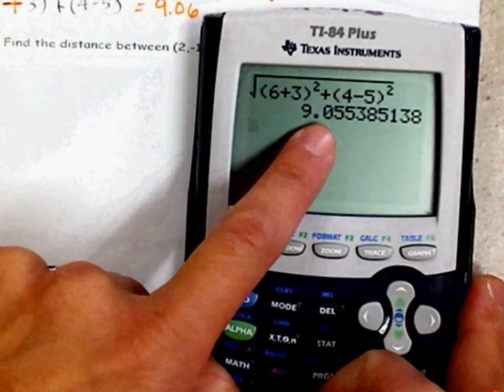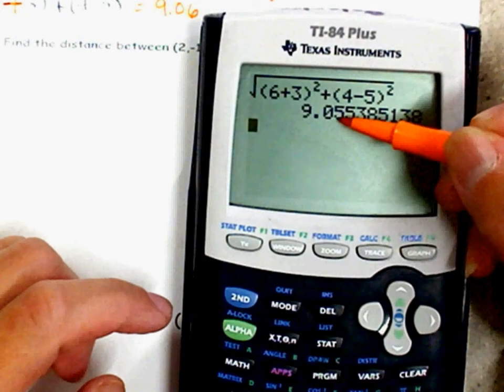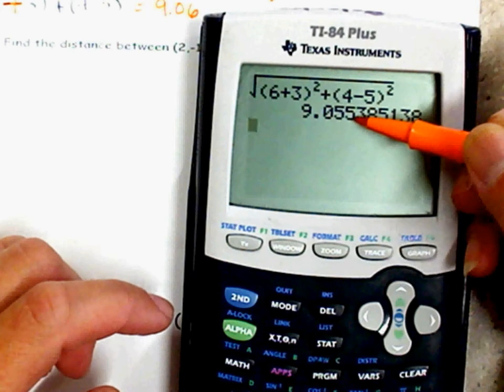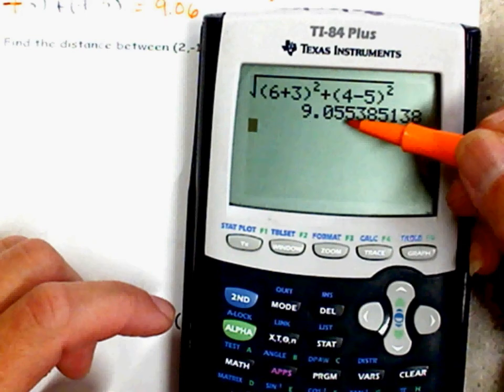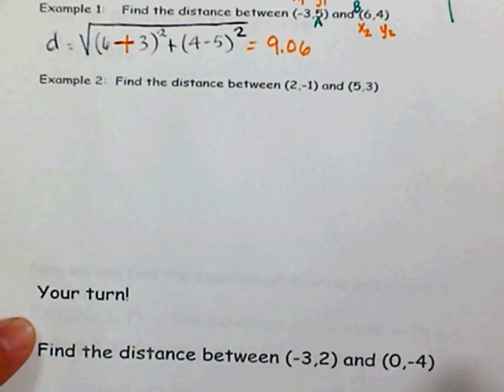Because here's your 5. To the right of it is a 5. If it's 5 or more, you round it to a 6. If this is 4 or less, you keep that 5. 2 decimal places. Okay. And that's all you had to do for example 1.